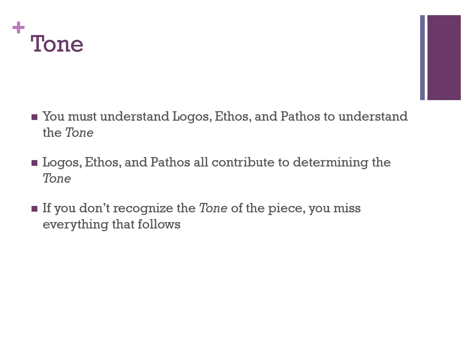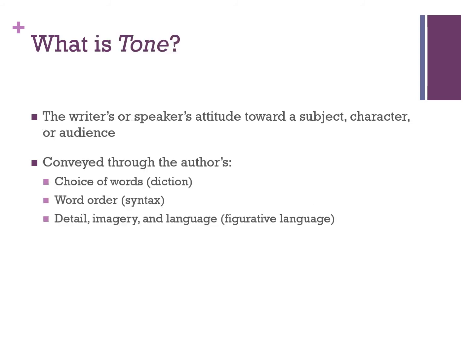Tone. You have to understand logos, ethos, and pathos to understand tone. These all contribute to the way the paper is written. Tone refers to the words that are used when writing an article, an essay, a piece of text. Tone is the attitude toward a subject, character, or audience. Like I said earlier, it's conveyed through the choice of words, which is diction, the word order, which is syntax, how the person orders the arguments and how the person orders the words in the sentence, and even figurative language, which can include details, imagery, quotes, things like that.